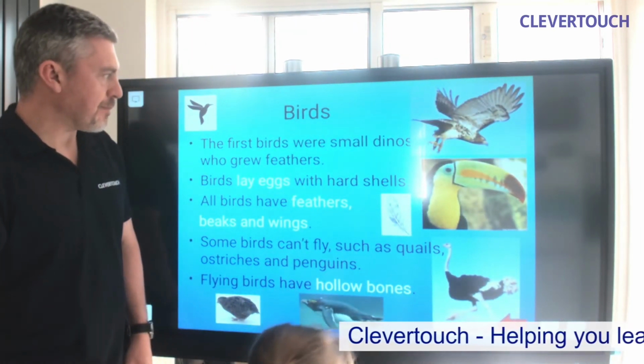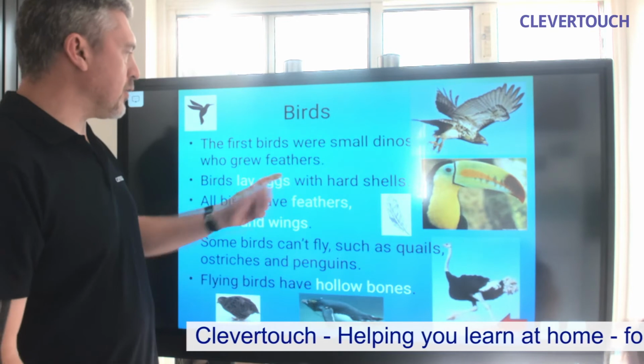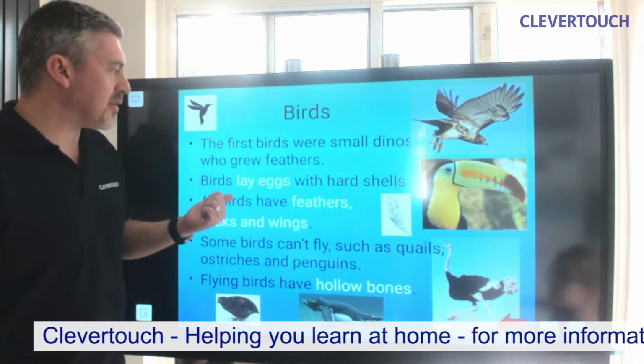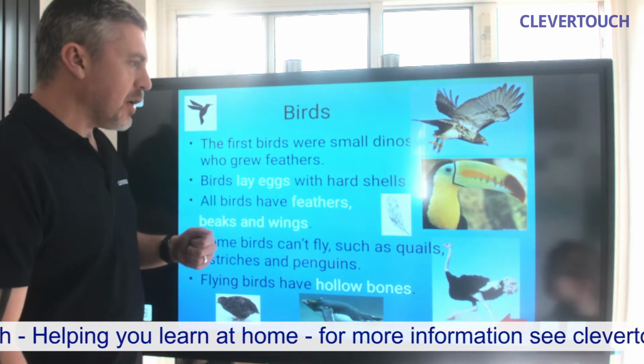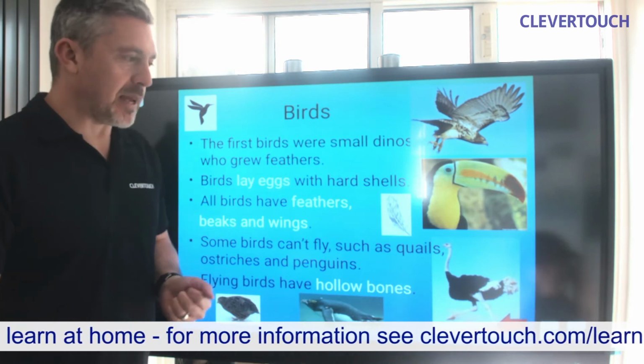Birds. Okay. Now the first birds were small dinosaurs who grew feathers. Birds lay eggs with hard shells. All birds have feathers, beaks, and wings.